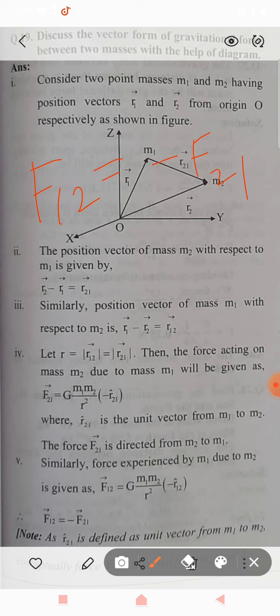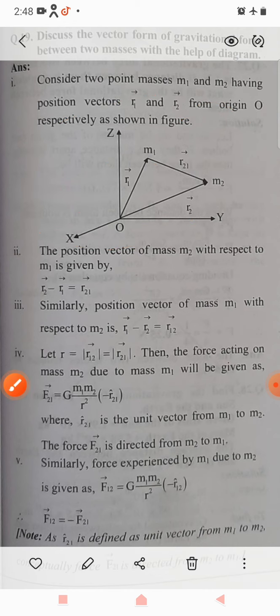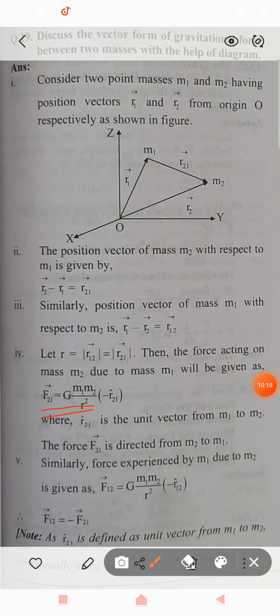The force acting on the first due to the second is equal to the force acting on the second due to the first. Both are equal in magnitude but the direction is opposite. So this is the explanation of Newton's law of gravitation in the format of a vector quantity. Friends, if someone has any kind of confusion, he may write this down also, so that he can get a clear idea regarding the gravitational force.